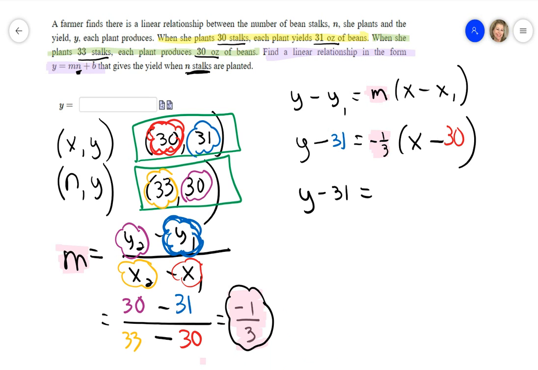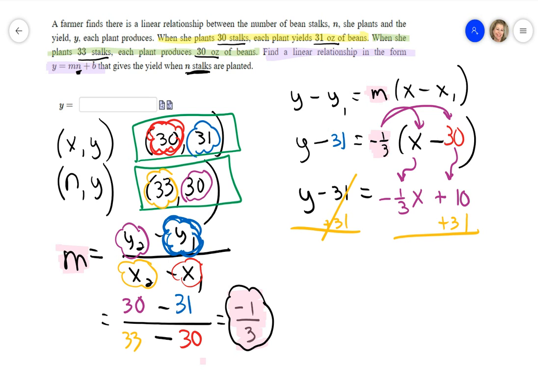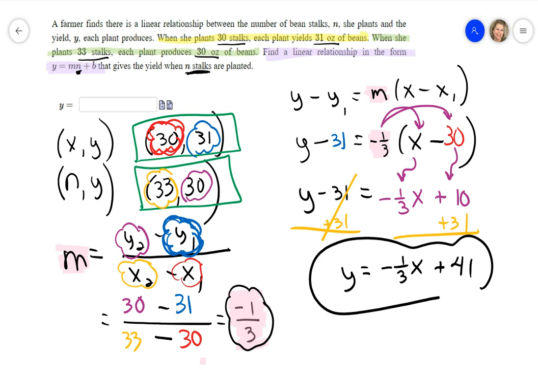So step number 1 is distribute the -1/3. -1/3 times x is -1/3 x. And -1/3 times a -30. Negative times a negative is a positive, and 1/3 of 30 would be 10. And then I'm just going to add 31 to both sides. Cancels out on the left. So my linear function is y equals -1/3 x plus 41. That's what's going to go in here.